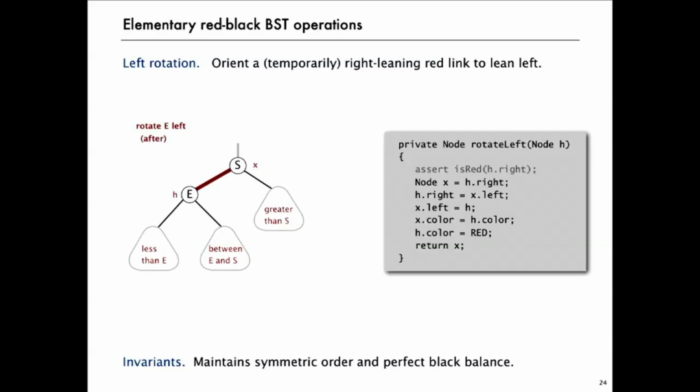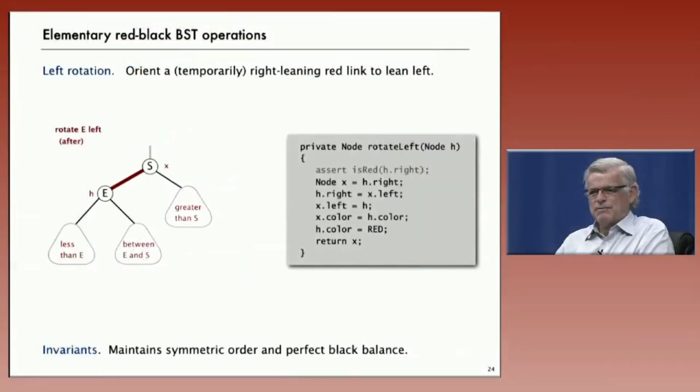So that's a rotate left operation. Now the property of this operation that's very important is it maintains a symmetric order. The keys between E and S are still there. We just change the way we get to them, and the keys less than E and so forth. And also we maintain perfect black balance because we didn't change the black height of anything by doing this transformation. All those subtrees, those three subtrees are exactly the same relative to the top and bottom of the tree as they were before the rotation.